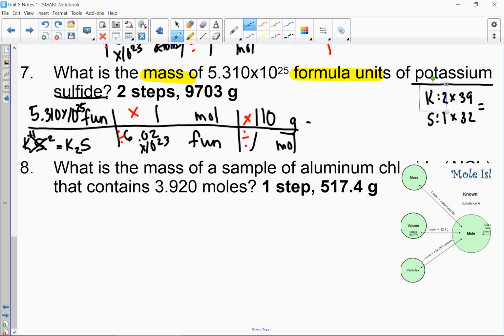So your calculator says 9702.6578. We started with 4 sig figs, and so we're going to end with 4 sig figs. That's right here at that 2. We rounded the 2 up to a 3 in the answer, though, because of the 6 that fell directly after the 2.